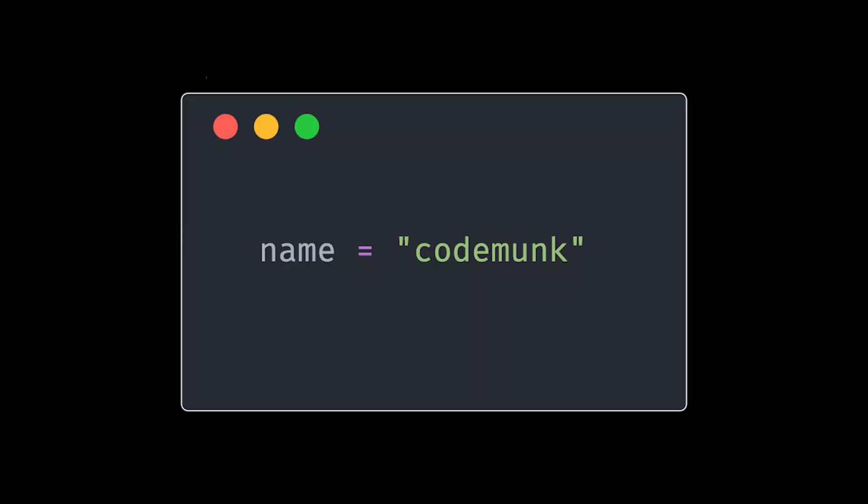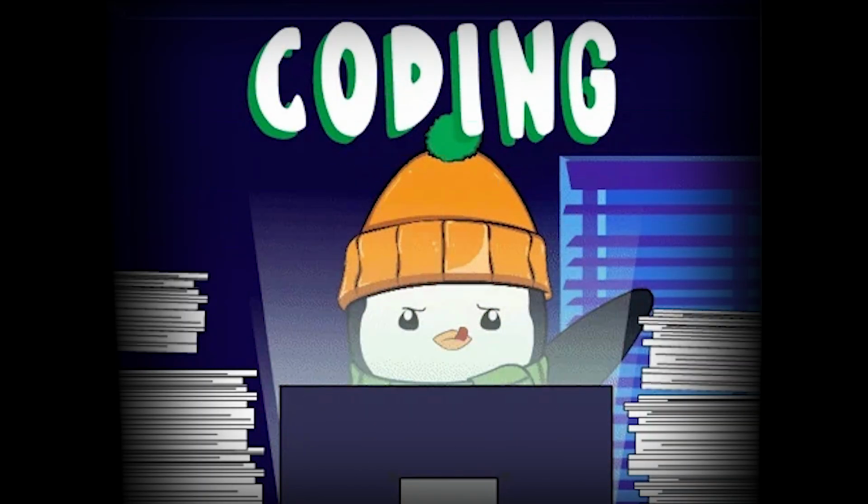But how do we declare a variable? To declare a variable, you just give it a name and assign it a value. Simple as that. It's like saying, hey computer, remember this for me. But before you start creating variables, you need to understand what data types are. They tell your computer what kind of data a variable is storing.